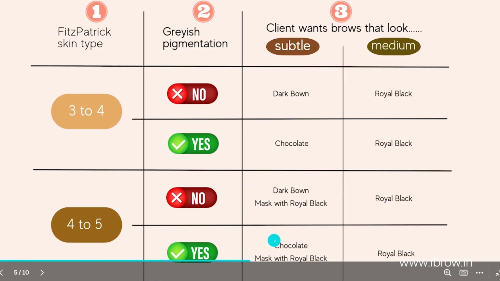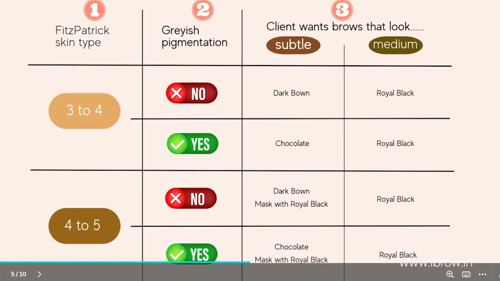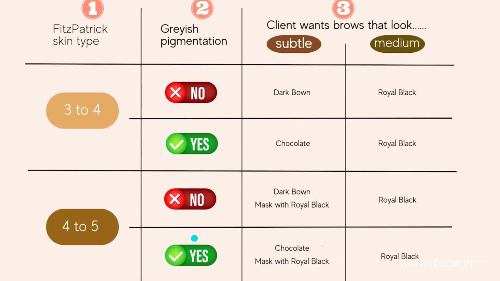Similarly for chocolate also, if you want a subtle brow in somebody who already has grayish pigmentation, you can use microblading with chocolate color and then mask it with a black color. Masking is done for about 3 to 5 minutes and then wiped off.